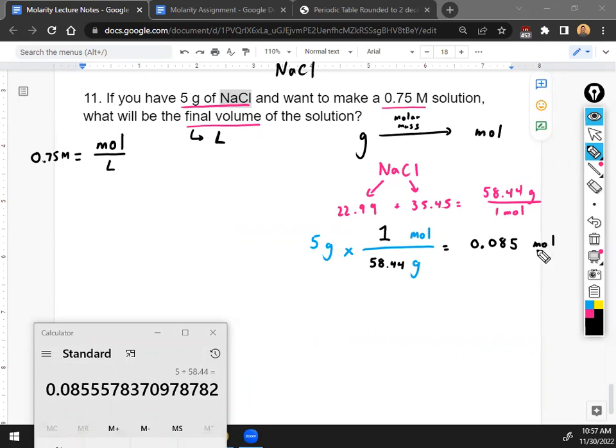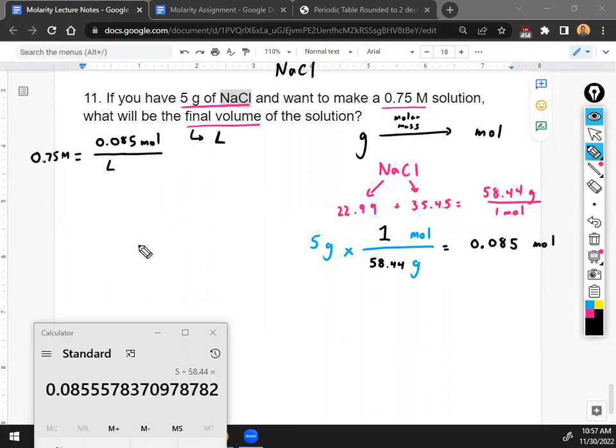All right, so what we're going to do now is plug it into this equation right here. So let's put this number on the top, 0.085, and then we can solve for liters.